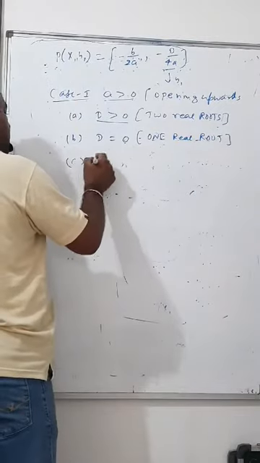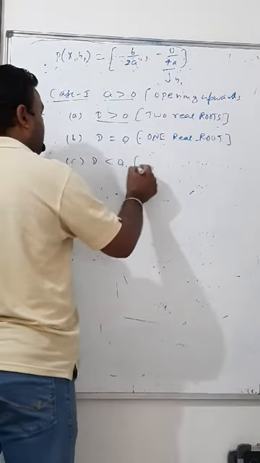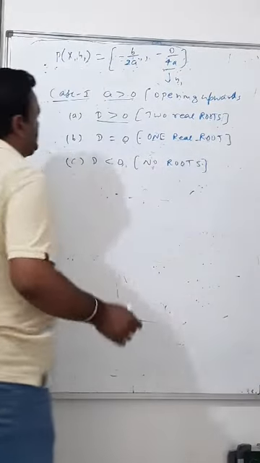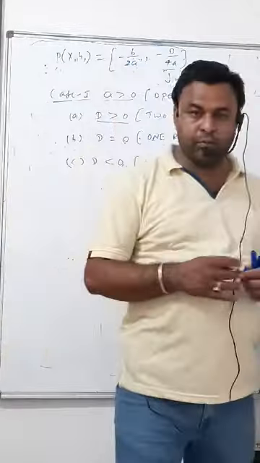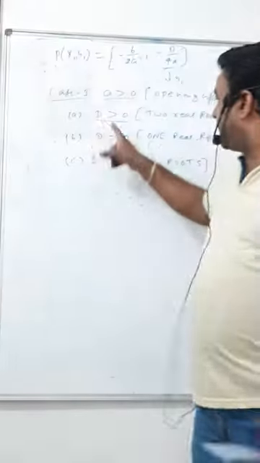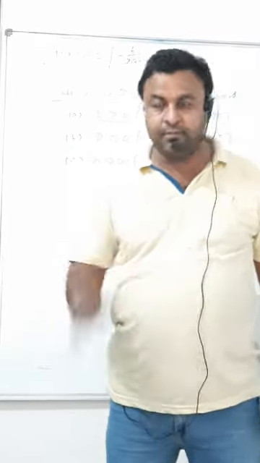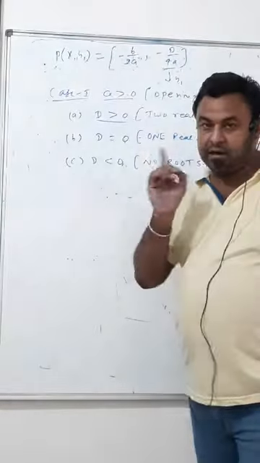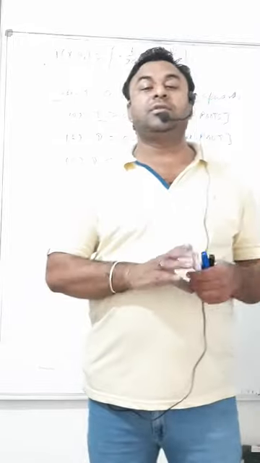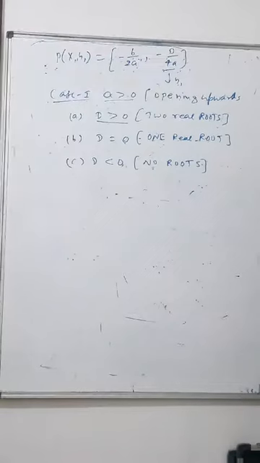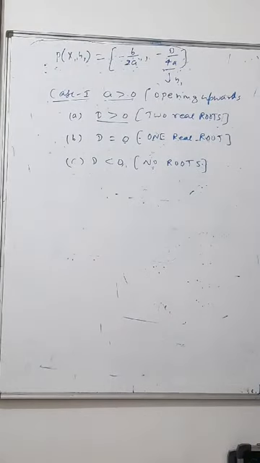I have d less than 0, no roots. Right? Opening upwards: if d greater than 0, it is cutting the x-axis at 2 points. If d equal to 0, cutting at 1 point. If d less than 0, it is not cutting the x-axis at any point. In the first situation, there are two roots. In the second situation, there is one root. And in the third situation, there is no root.